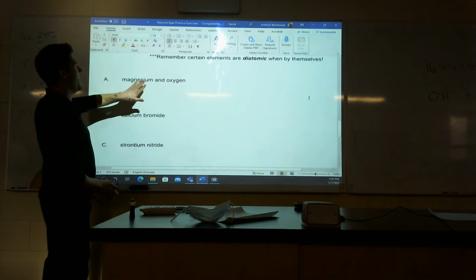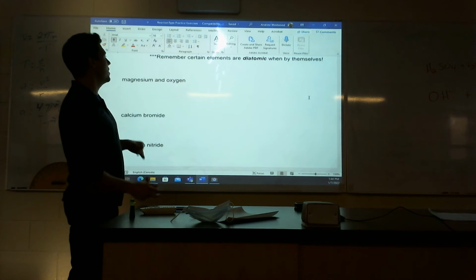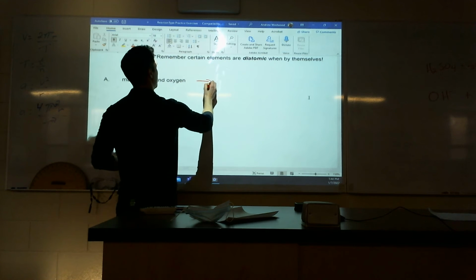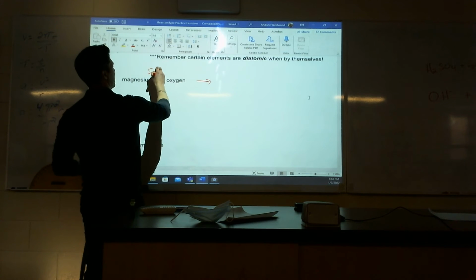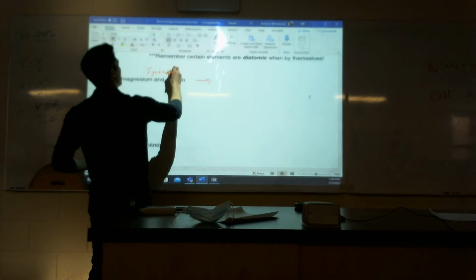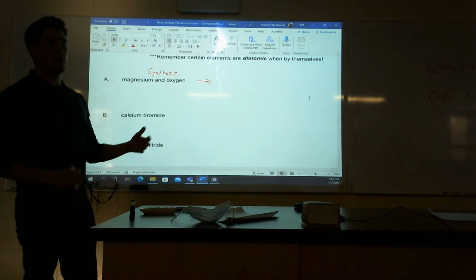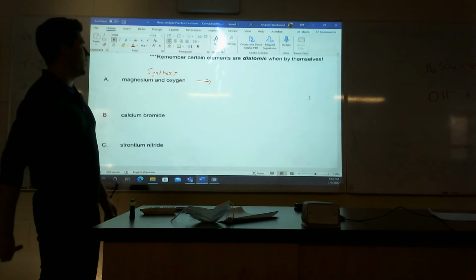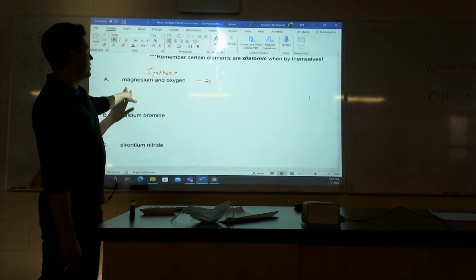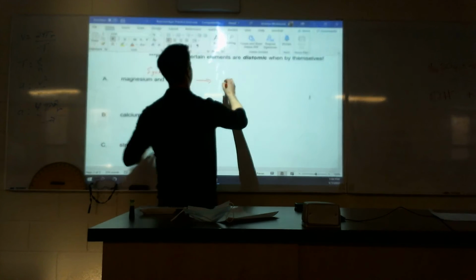We have magnesium and oxygen. So what is it going to do? This is going to turn into, so this is a synthesis. It doesn't ask me to tell you what it is. Nowhere above does it say tell me what kind of reaction. I'm just going to do it just for fun right now. Magnesium and oxygen, it's going to be a synthesis, so this is going to be magnesium oxide.